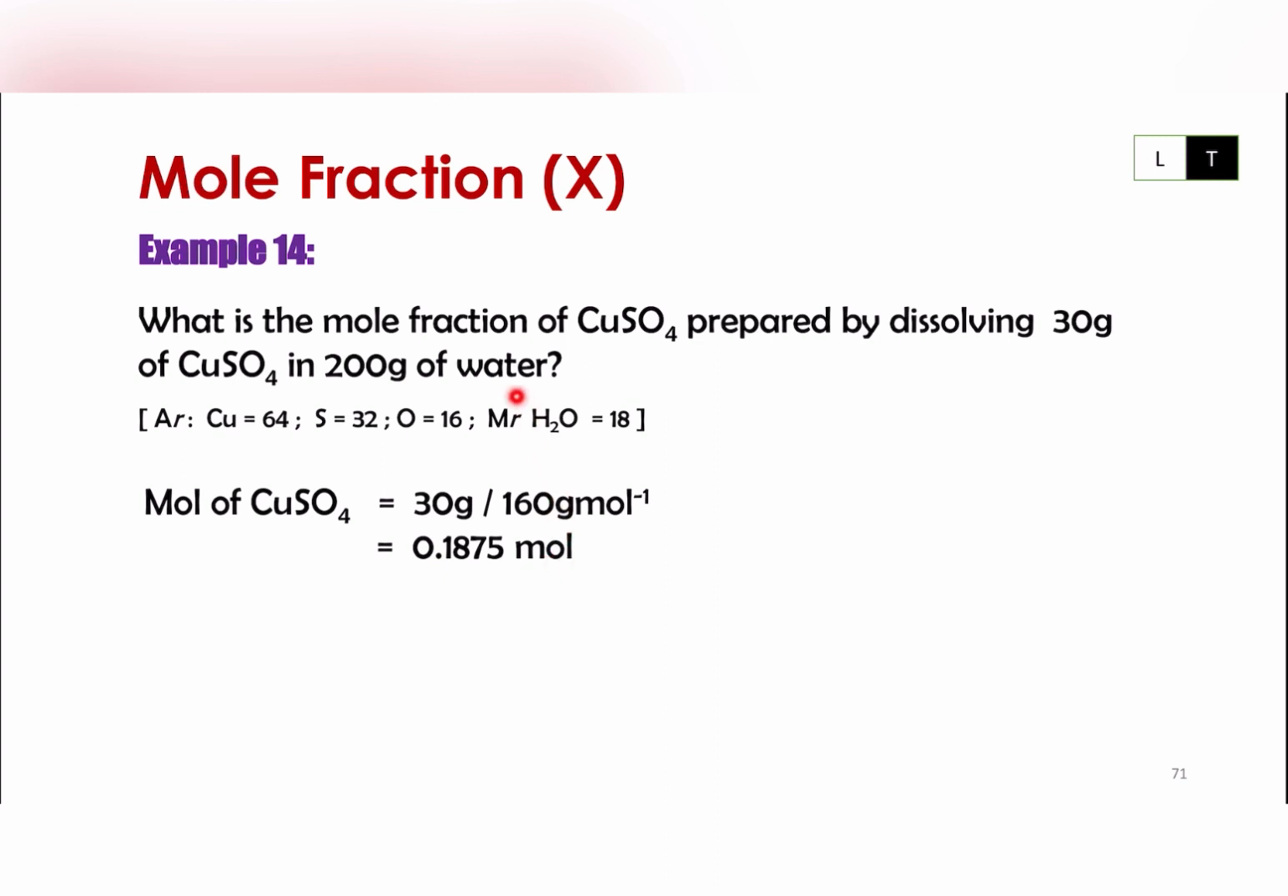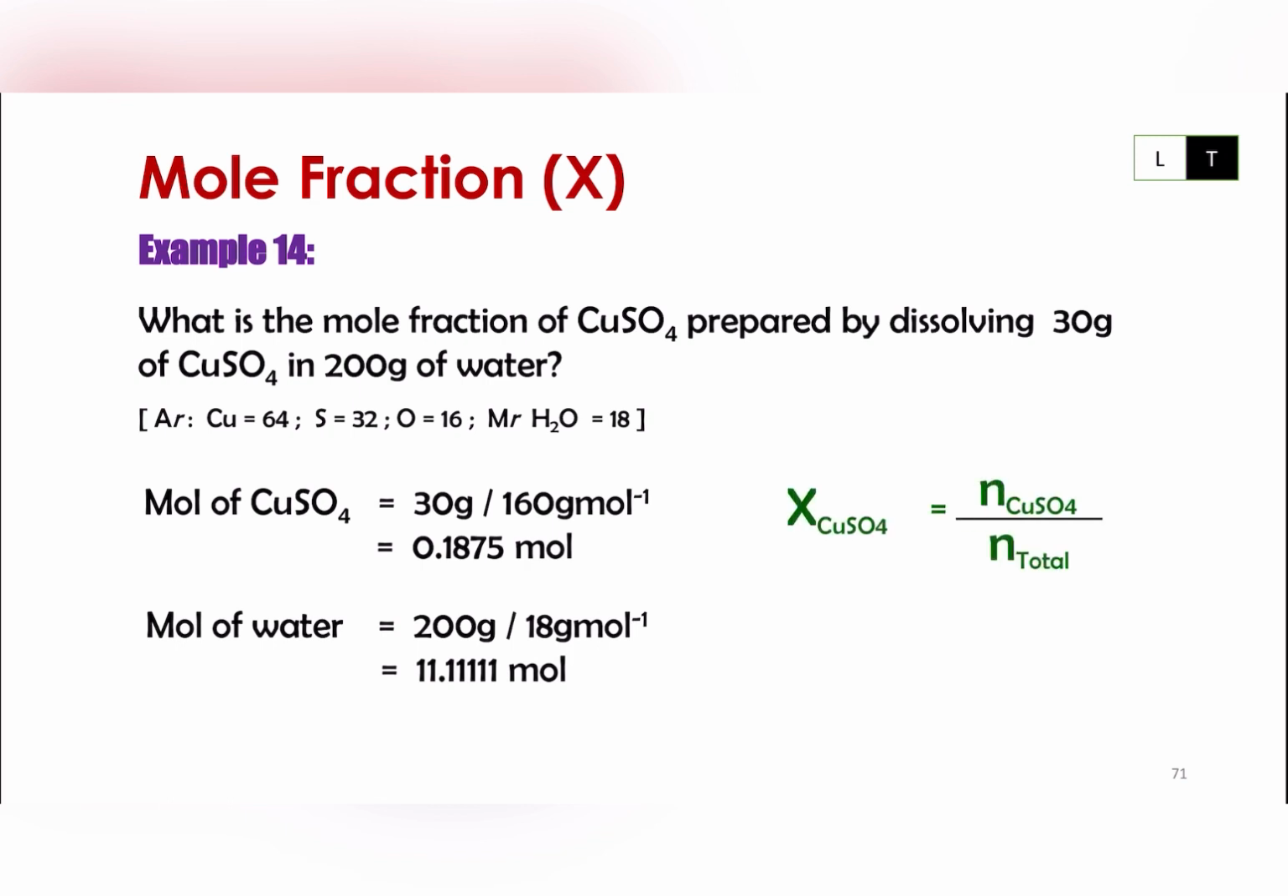Next, you have the next component, which is water, but the value here is in grams, so it is a mass. So you have to determine the mole of water based on its mass. You will have 11.1111 mole. So both of these are the components for you to determine the mole fraction of CuSO4. So I'm going to put all those values inside the formula. So I will have the mole fraction for CuSO4, which is 0.01659 without units. So this is the final value for the mole fraction of CuSO4.